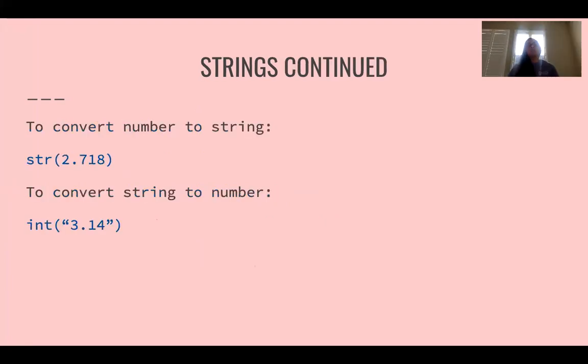So to convert between strings and numbers, we use a process called casting. Basically, if you have a number and you use the string function, you can convert the number to a string. And vice versa, if you use this syntax, then you can convert a string to a number.